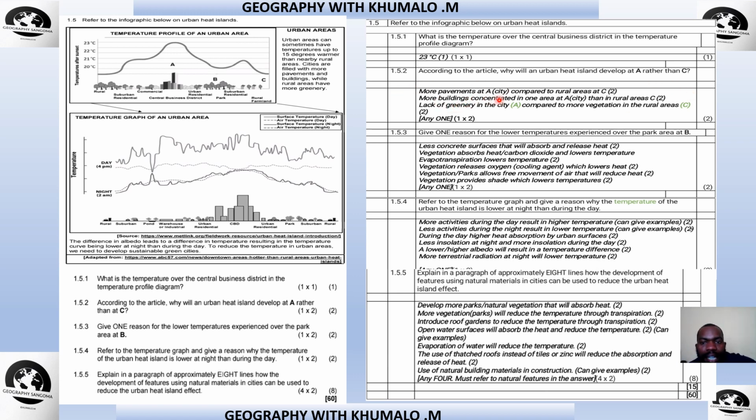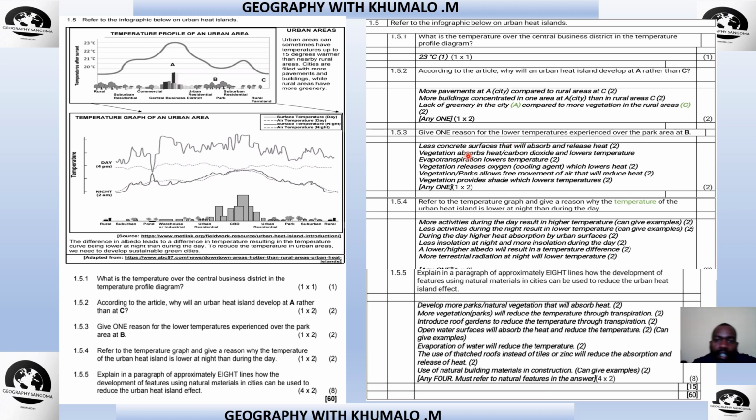More pavements at A in the city compared to rural areas, because we know that pavements absorb heat. More buildings concentrated in one area at A, which is a city, than in a rural area at C. Lack of greenery in the city. Greenery is vegetation, trees, compared to more vegetation that is found in the rural areas.